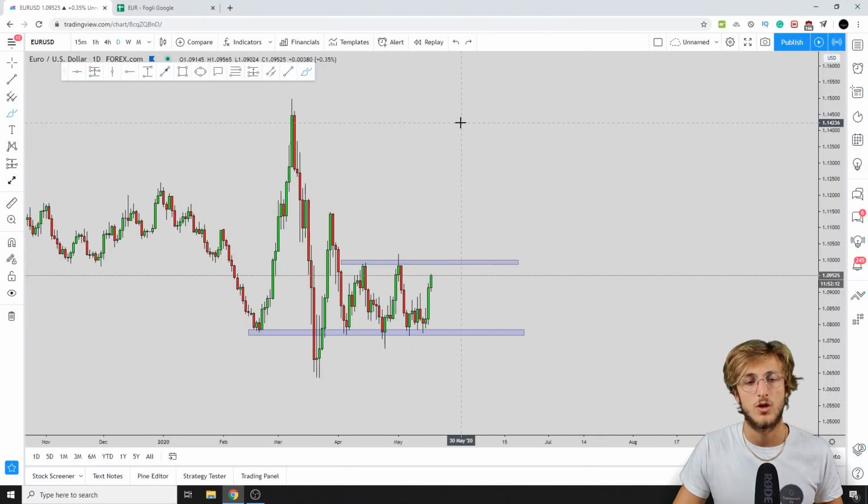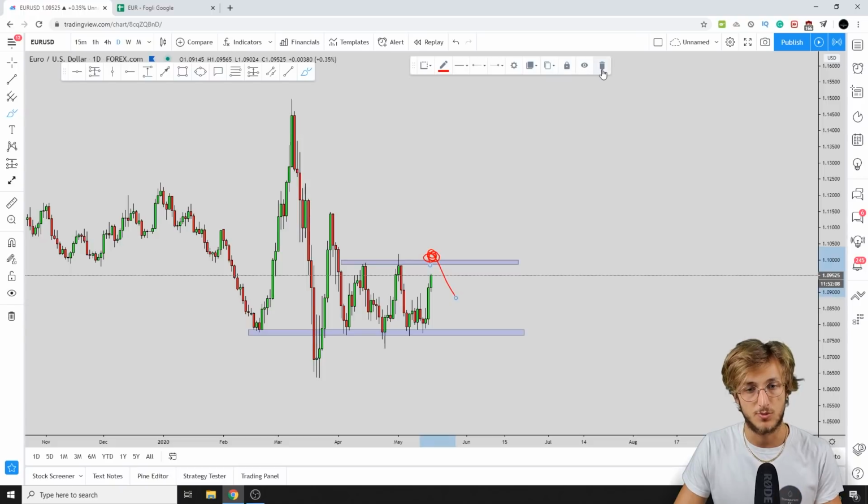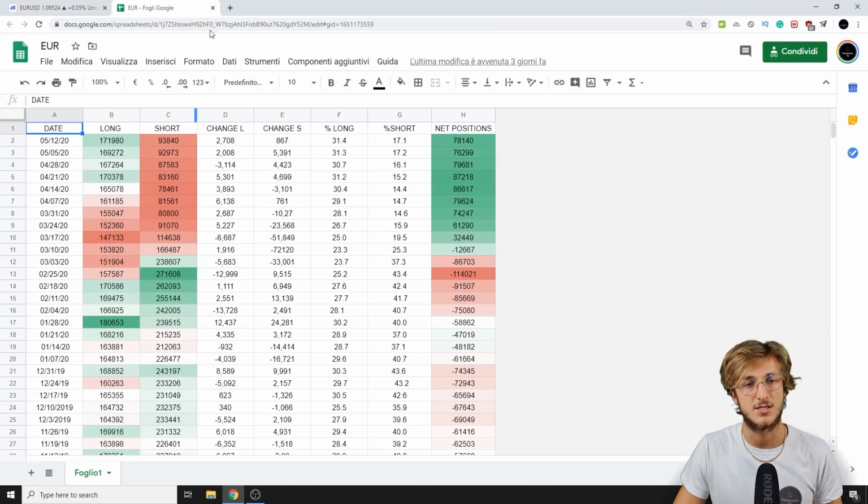Now, before we go and see why we can be looking at shorting opportunities, let's complete our analysis from a COT perspective. We can see that with the last report, yes, it's true, they have added another 2.7k longs, but at the same time, they were already adding shorts. In fact, with the last report, they have added 876 short positions. So what does it mean?